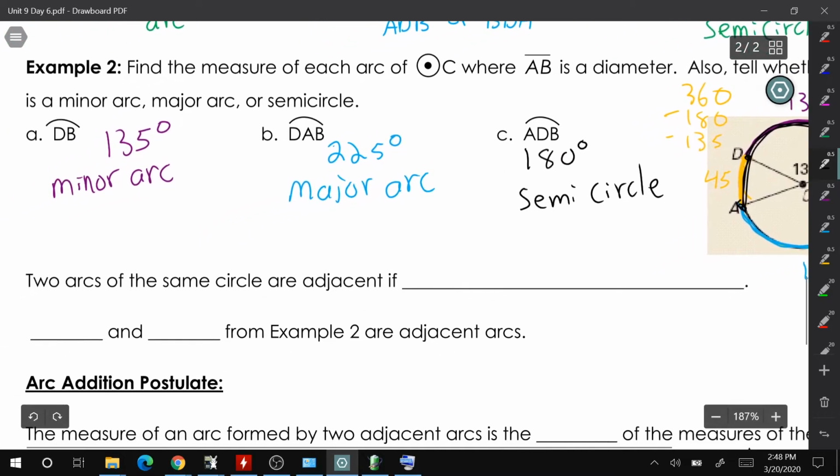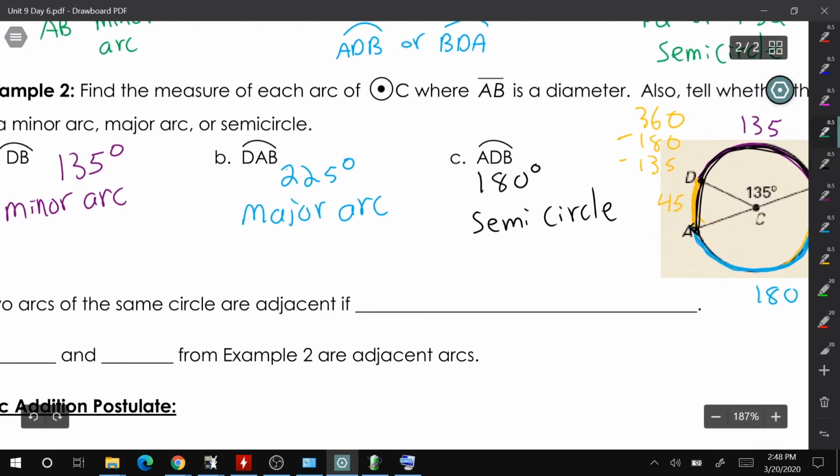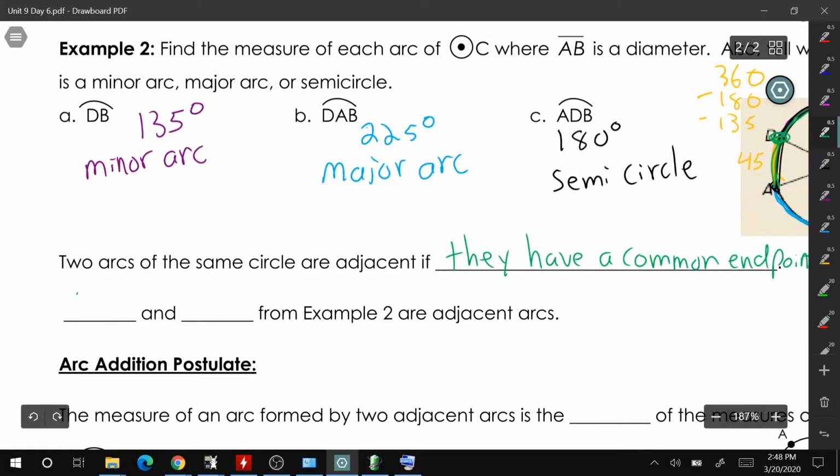Now, adjacent arcs, they're adjacent if they have a common endpoint. So like AD and DB, we have AD right here, and DB, they're adjacent because they share point D. So AD and DB.